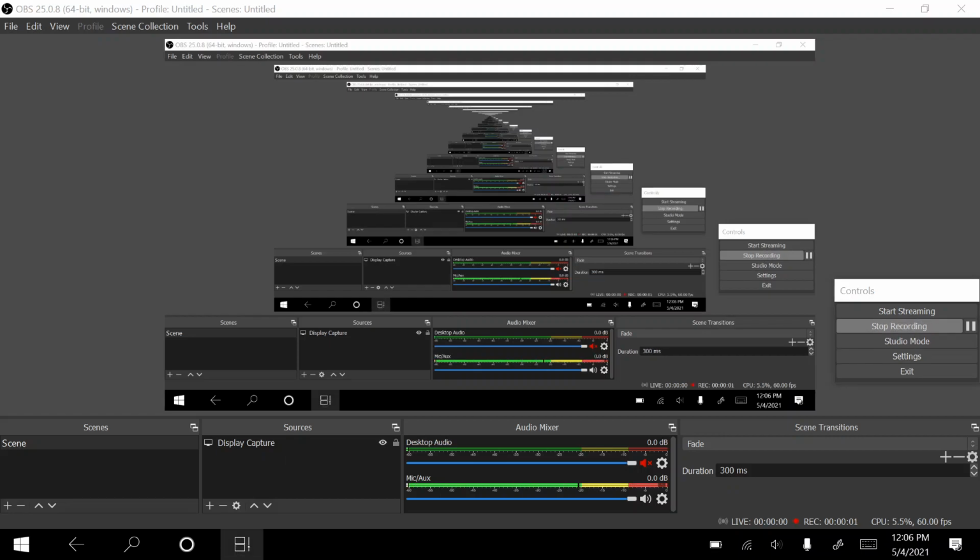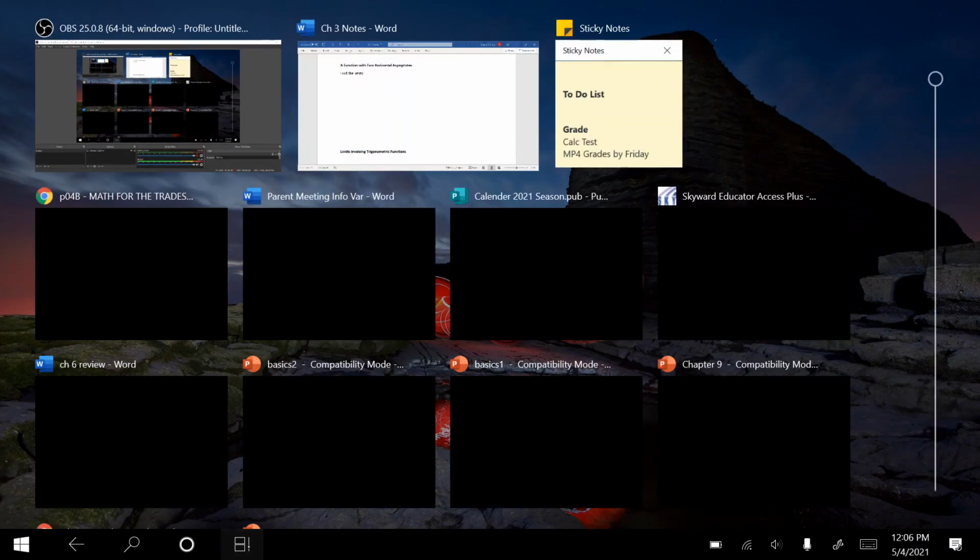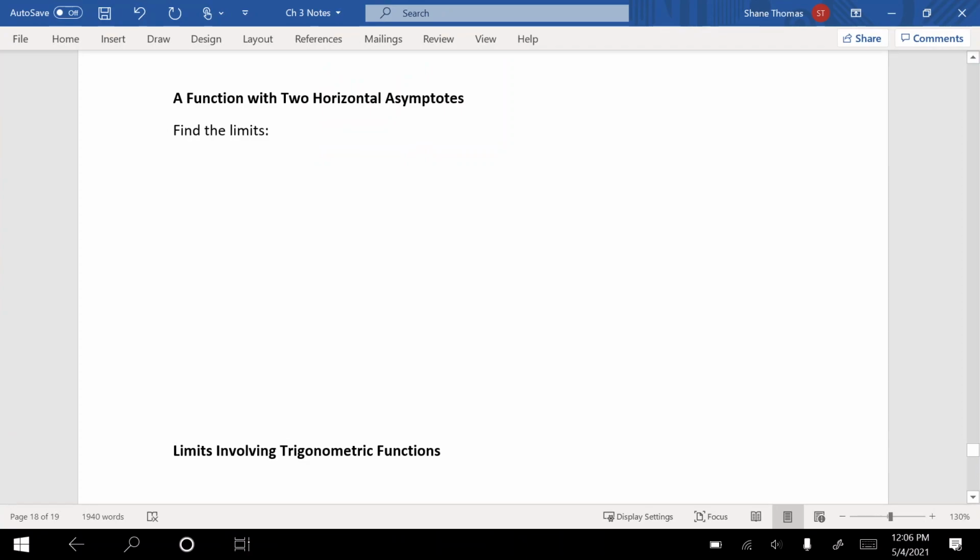So we're gonna pick up right where we left off. We got a function with two horizontal asymptotes. All right, so we want to find the limits. We're gonna do two of these. So let's go. The limit as x approaches infinity of 3x minus 2 over the square root of 2x squared plus 1.